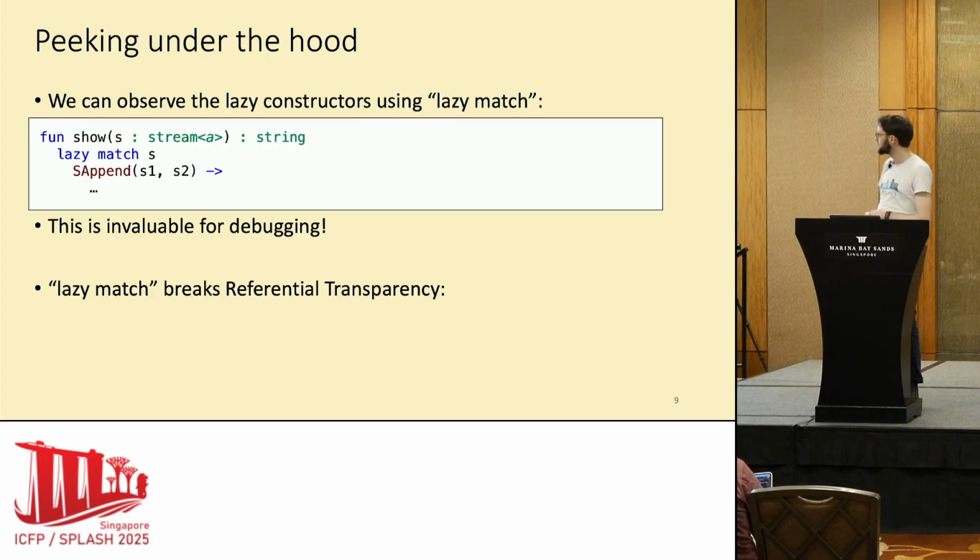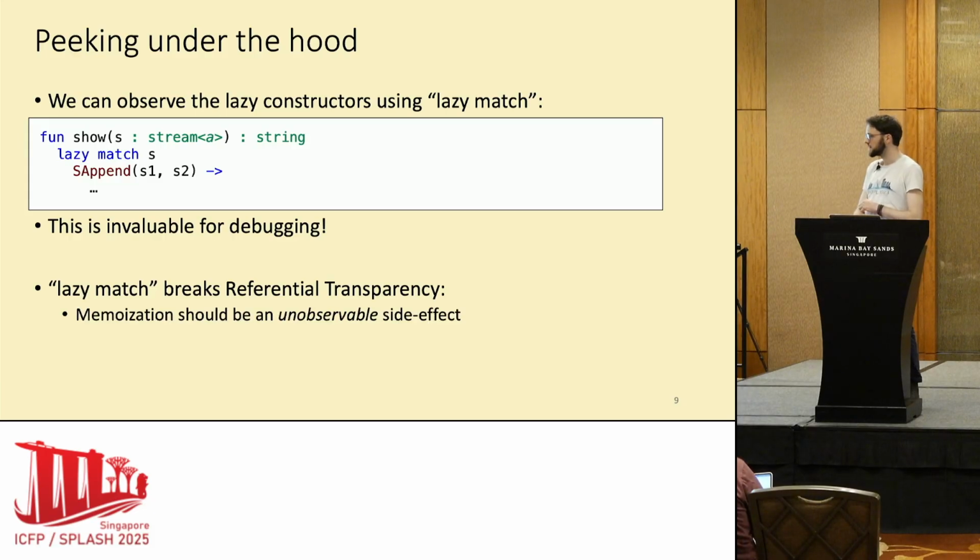But I also want to caution a little bit. One of the really big benefits of laziness is something called referential transparency. And lazy match breaks referential transparency. The idea is that this memoization that happens in laziness should be an unobservable side effect, in the sense that the semantics of your program does not allow you to see whether a thunk has been forced or not. And of course, if you show a stream with some sappends in there, and then you take the length of the stream, you will fully evaluate it, and suddenly, if you show it again, it will look very different. So the lazy match does break it.